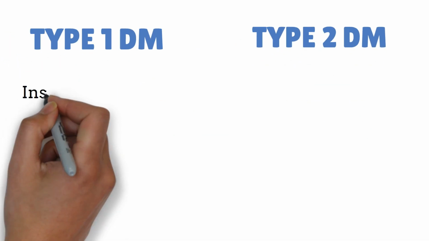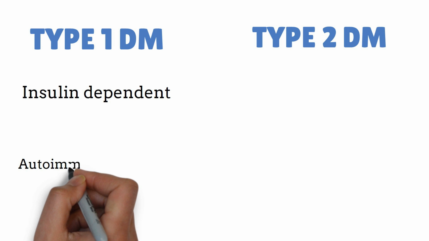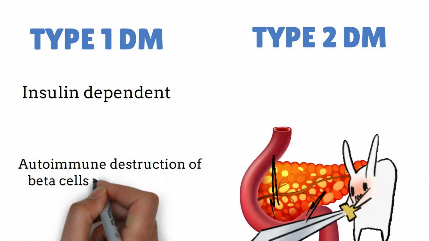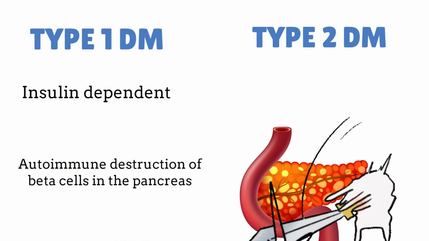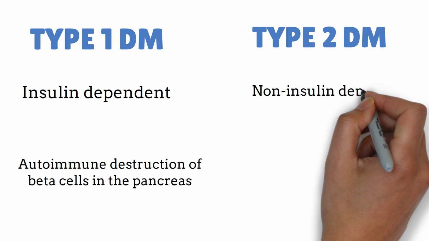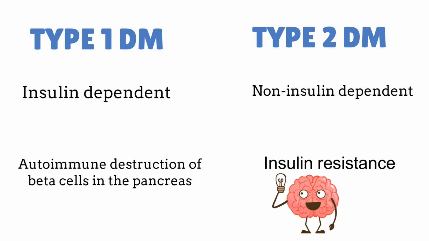Type 1 diabetes or insulin-dependent diabetes mellitus is due to an insulin deficiency caused by autoimmune destruction of the beta cells in pancreatic islets. Type 2 diabetes or non-insulin dependent diabetes mellitus is characterized by the dysregulation of insulin release from the beta cells along with insulin resistance in the peripheral tissues such as skeletal muscle, brain, and liver.